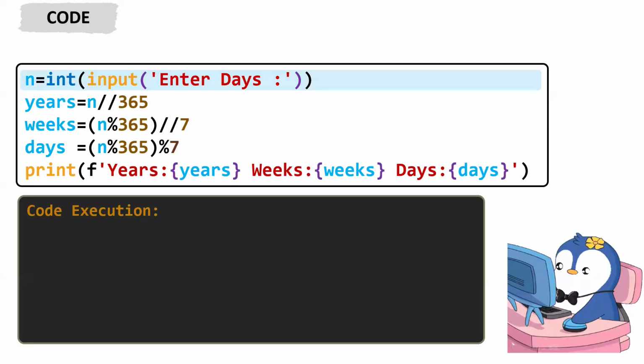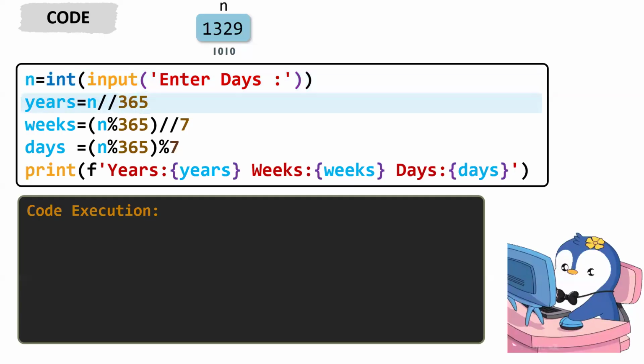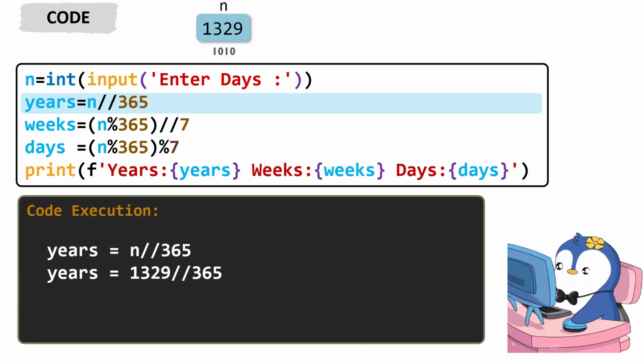Now, given a number of days, let us say I have entered 1329. So what did we do there? We divided it by 365. What is the result of that particular line? n floor divided by 365. Floor division means only integer division. What is the n value? 1329. 1329 divided by 365, you'll get 3. So we have that stored inside years.